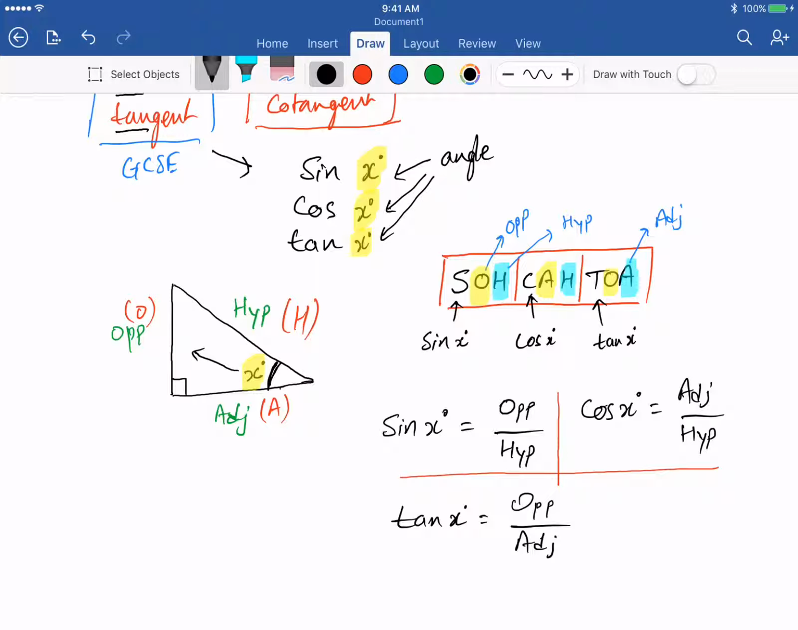So these are your three trigonometric ratios which you need to know. If you can just remember SOHCAHTOA here, this will help you to understand. In your exam, all you need to remember is SOHCAHTOA in that order, so you can use it.